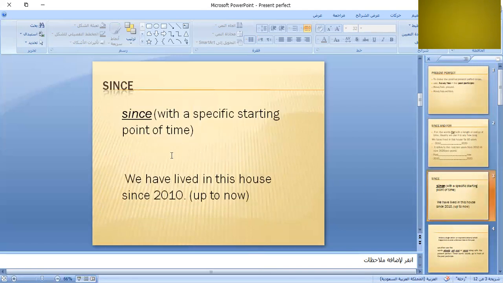Since. Sometimes we use the present perfect with since. Okay? We have lived in this house since 2010, which means since 2010 up to now. The continuous period from 2010 up to now. But for tells me about the length of the period of time. Lived here for 10 years, but since tells me about the beginning point of living here, okay?